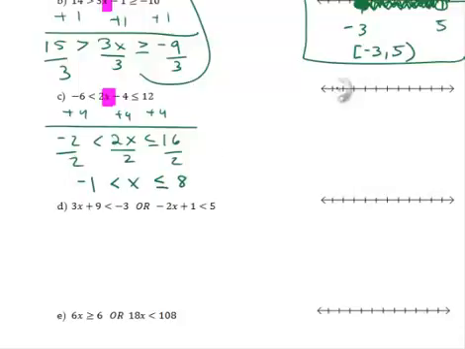Again, you don't have to do a thought bubble if it's double-sided like this. So we get negative 1 and 8, open circle and closed circle. And interval notation. Okay, so that's how you do the double-sided ones. Let's go back to the ones that have words in them, like these.